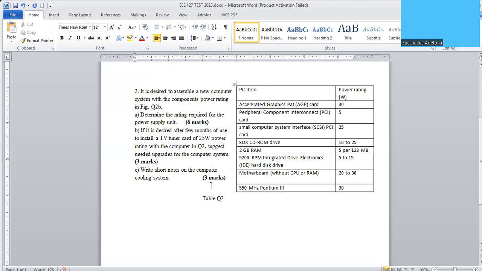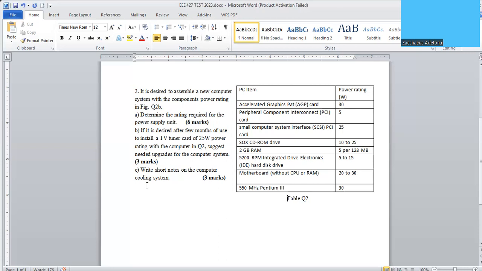So we see various items of the computer, the components that will be needed for installing the computer system, and the power rating for each. So we want you to go ahead and answer the question, determine the rating required for the power supply unit, 6 points. Then if you want additional expansion of the functionality of the computer by installing a TV tuner card of the power rating indicated here, we want you to suggest a needed upgrade that will be necessary for the computer to achieve that.